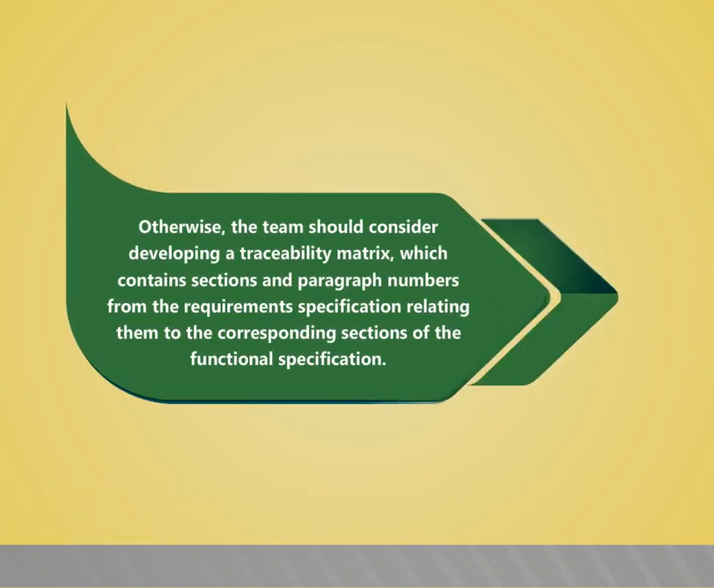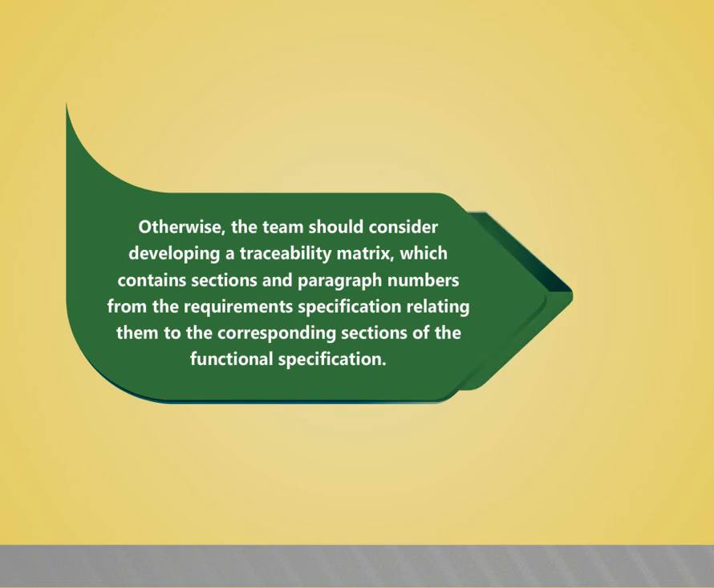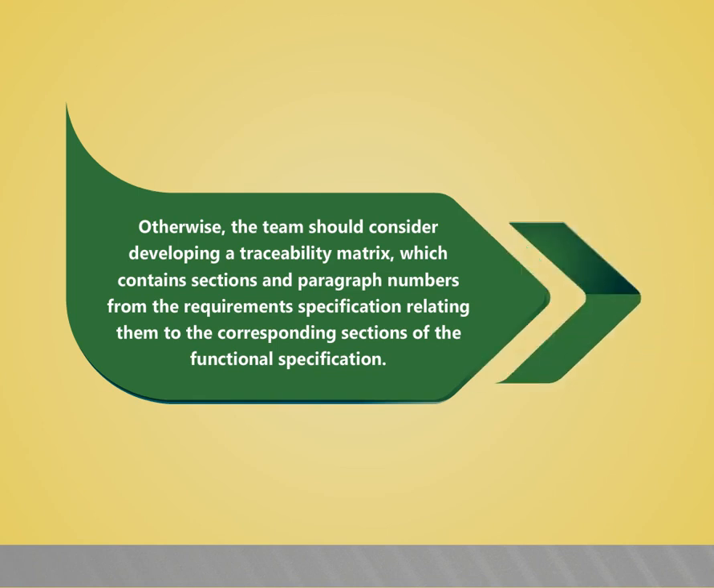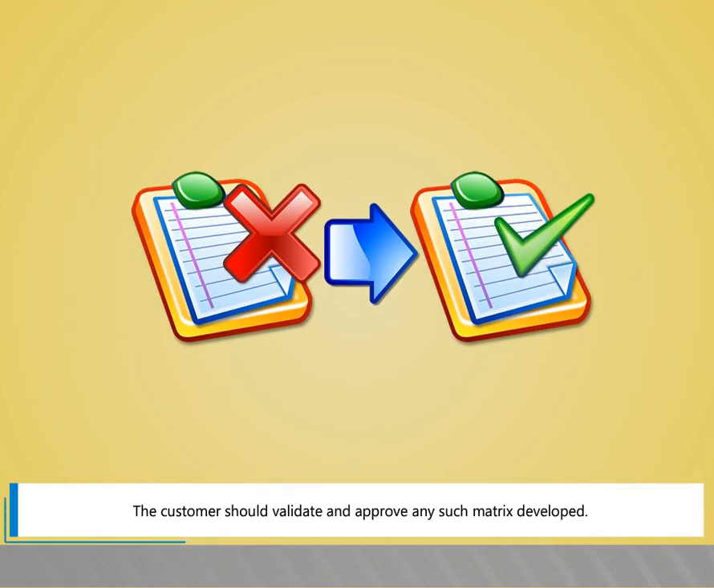Otherwise, the team should consider developing a traceability matrix which contains sections and paragraph numbers from the requirement specification relating them to the corresponding sections of the functional specification. The customer should validate and approve any such matrix developed.